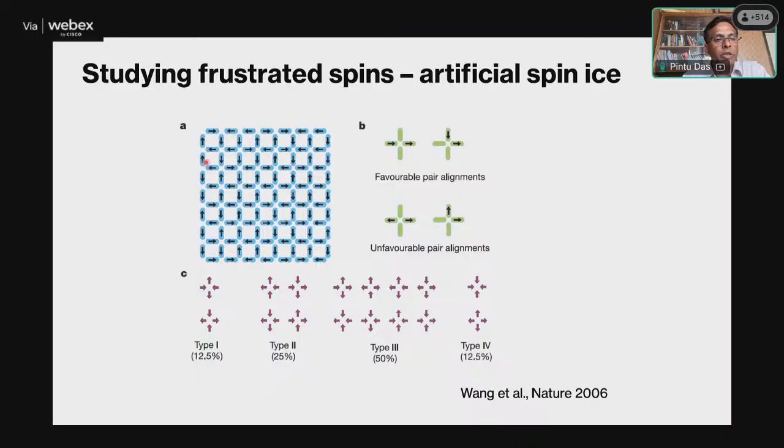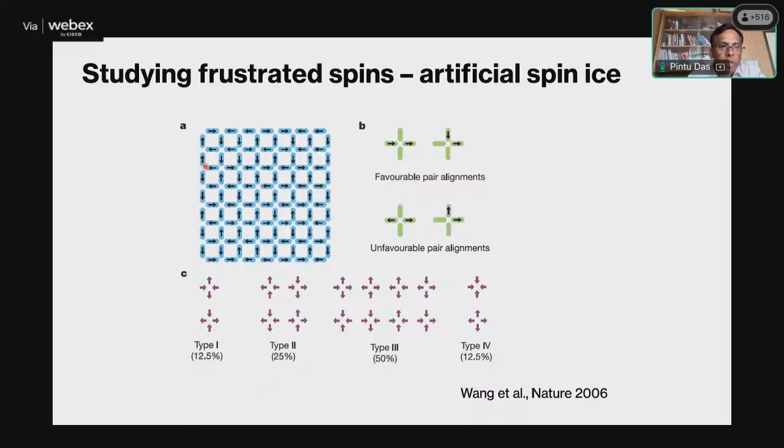If you can pattern these nanomagnets, then you can actually define the orientation of the magnetization along the long axis because of the shape anisotropy. And it turned out that this group from Princeton actually fabricated those kinds of structures, and they looked at the behavior, and it looks like you can study the behavior of frustration in spin ice in these kinds of systems.